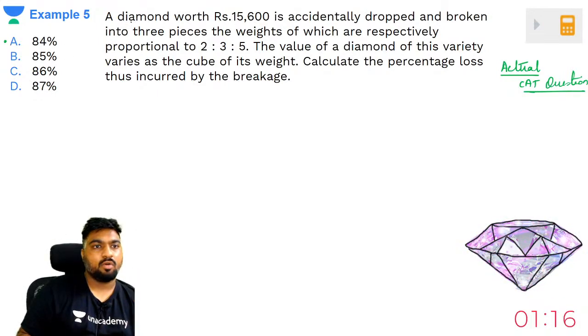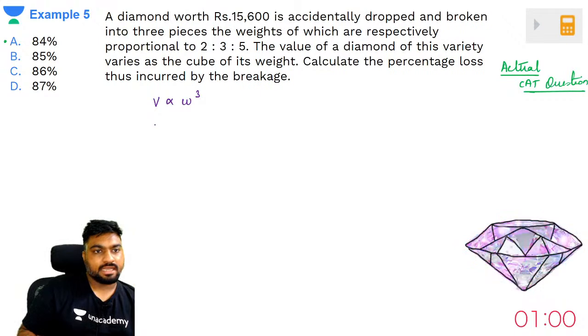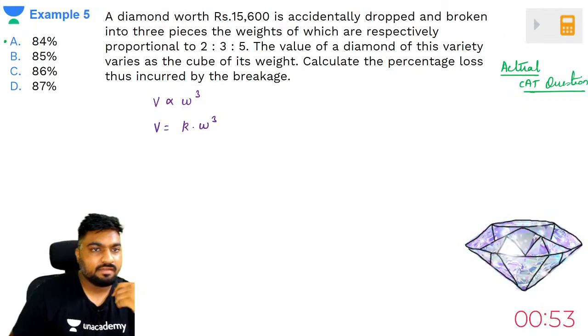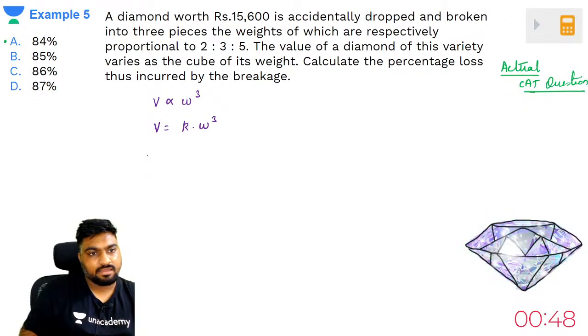So look, what are they saying? Overall worth is 15,600. The value of a diamond of this variety varies as the cube of its weight, right? Value is directly proportional to the cube of the weight, correct? So can I say value is k times the cube of the weight? For the first diamond they have given the value, 15,600. So 15,600 is equal to k into w cubed.